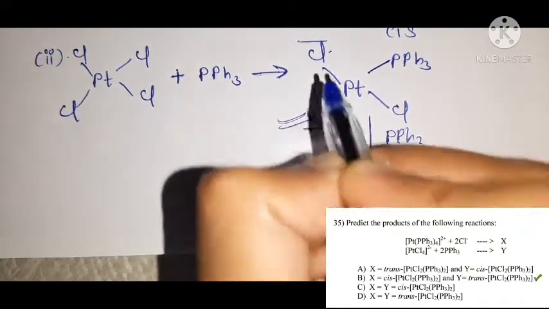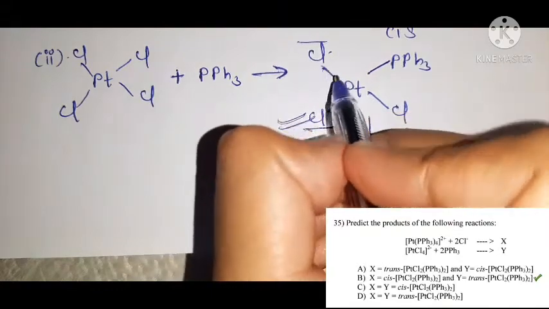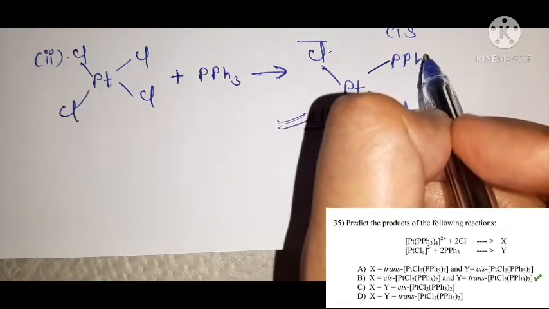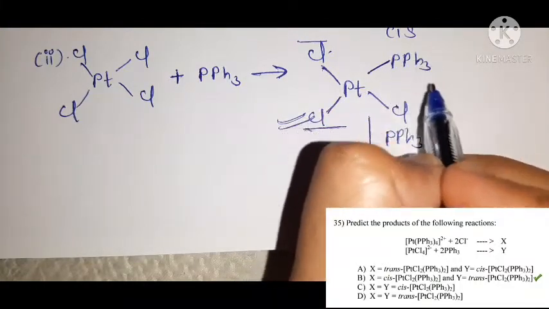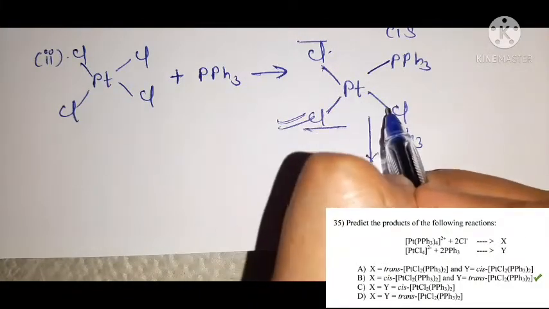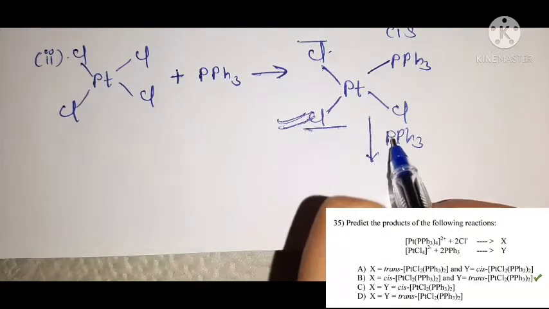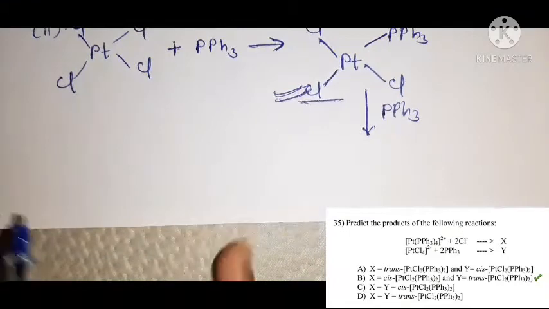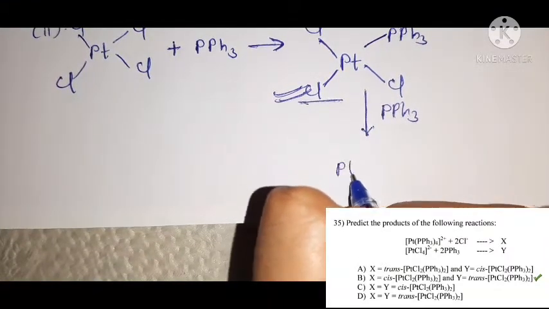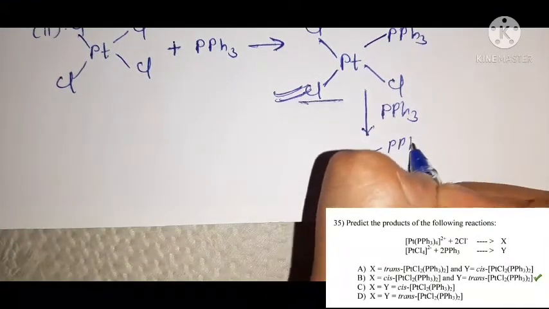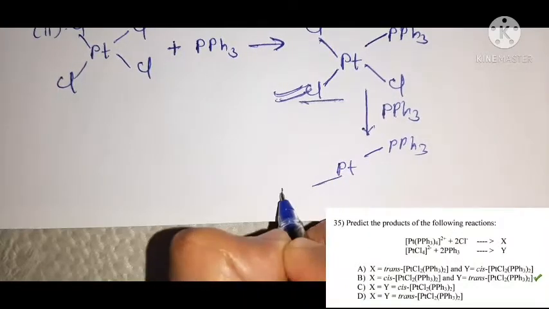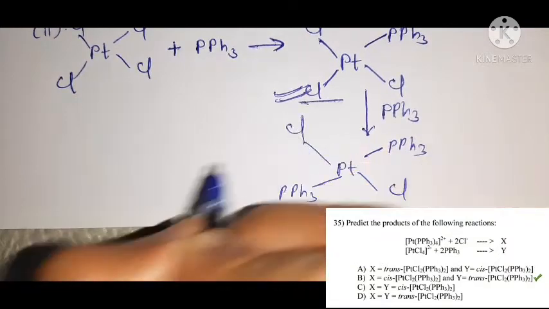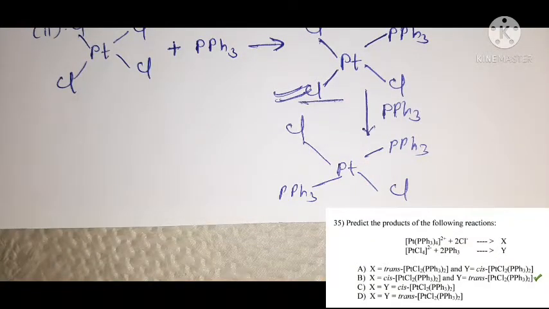This position is preferred for attack, not this position. Why? Because this position is trans to chlorine, but this position is trans to PPh3, and the trans-directing nature of PPh3 is greater than chlorine. That's why this position is preferred. So PPh3 attacks this position, not this. Okay, so ultimately we obtain this product.